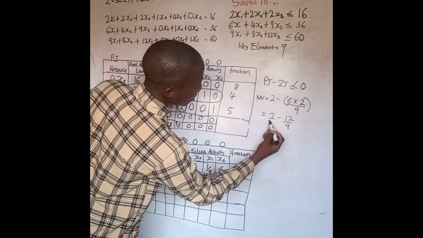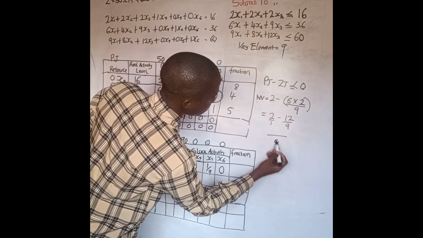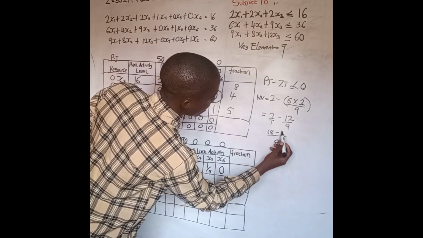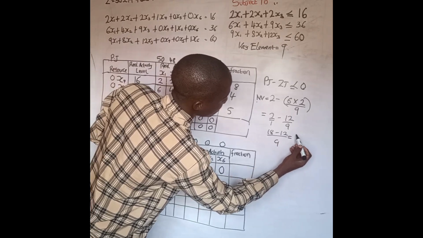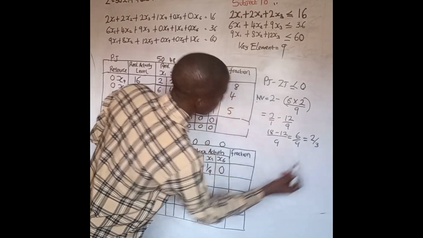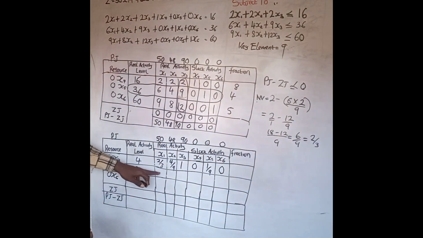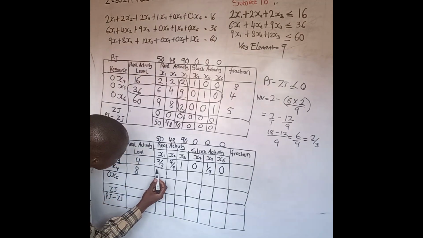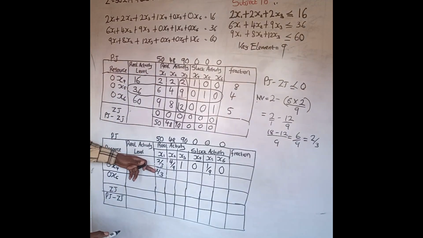So if you find the LCM, you are going to be having 9 multiplied by 2, 18. 18 minus 12 over 9, that is 6 over 9. 6 over 9 is equal to 2 over 3. So therefore, the new value of these two in this table will be 2 over 3. So I've gotten the value for these cells. The new element of 2 is 2 over 3.